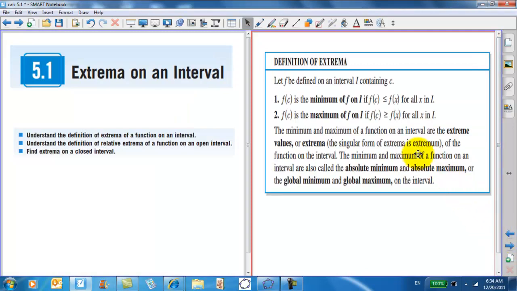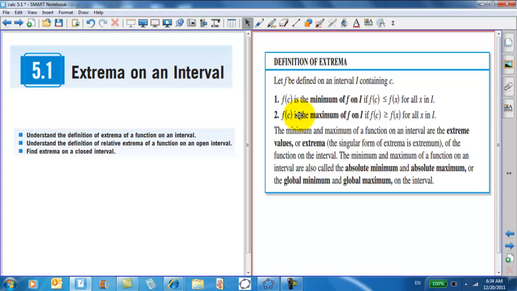Now here are some of the definitions. Extrema refers to either of these two words, minimum or maximum. f(c) is the minimum of f on an interval I if f(c) is less than or equal to f(x) for all x in the interval. So when we talk about a minimum, we're talking about a minimum value. That is a y coordinate.